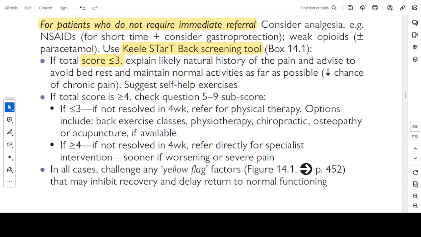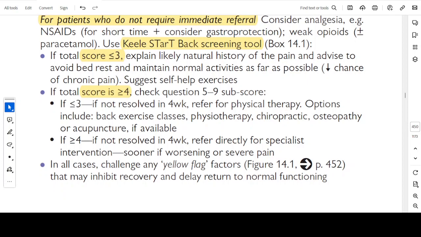Suggest self-help exercises. If the score is more than 4, check the questions 5 to 9 sub-score. If the sub-score is less than 3 and it is not resolved within 4 weeks, refer for physical therapy. Options include back exercises, classes, physiotherapy, chiropractic, osteopathy or acupuncture if available. If more than 4 and not resolved in 4 weeks, refer directly for specialist intervention, sooner if worsening or severe pain. In all cases, challenge any yellow flag factors that may inhibit recovery and delay return to normal functioning.